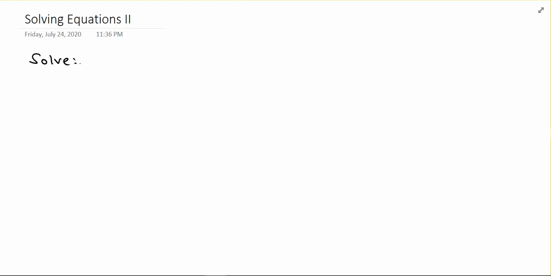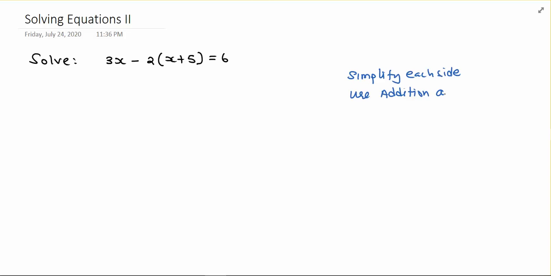Example: solve 3x minus 2(x plus 5) equals 6. So the basic idea when you have an equation is to simplify each side and then use the addition and multiplication properties to solve.